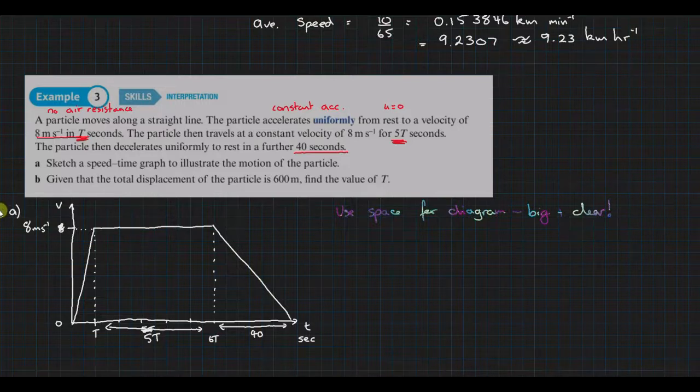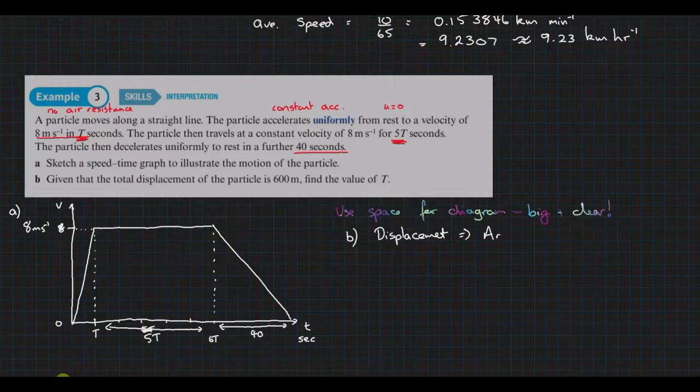I wouldn't necessarily even have read what this is. Given the total displacement of the particle is 600 meters, so for part B, I'm going to write it over on this side so it stays together. What they're saying is displacement, our displacement on a velocity time graph. Well, the velocity is the gradient of a displacement time graph. The reverse of that is calculate the area.